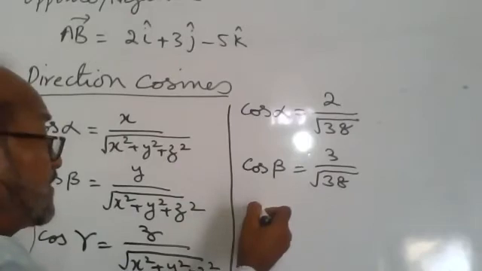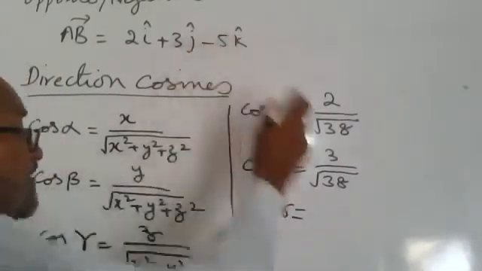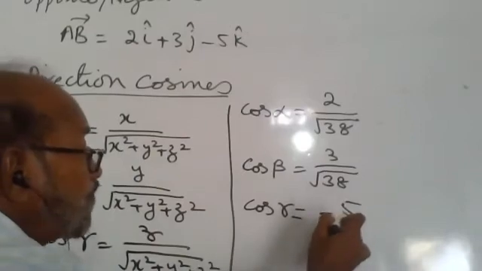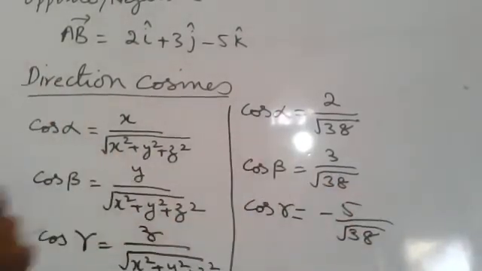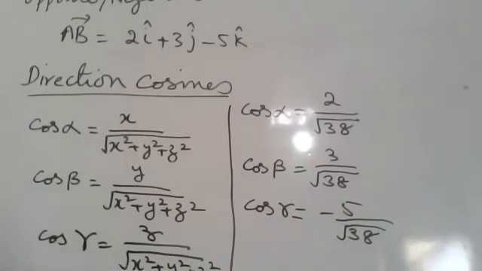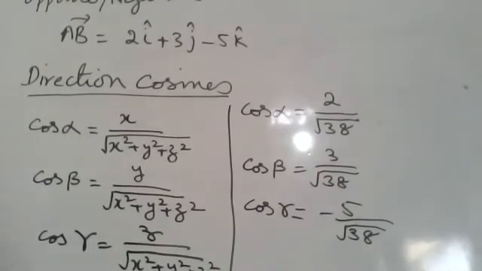and cos gamma is minus 5 upon under root 38. In this way, we will find the direction cosines of the given vector AB: cos alpha, cos beta and cos gamma.